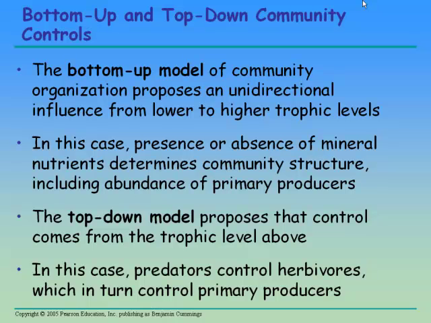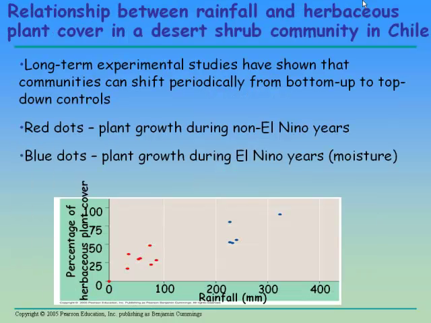Bottom-up and top-down community controls. The bottom-up model of community organization proposes a one-directional influence from lower to higher trophic levels. In this case, presence or absence of mineral nutrients determines community structure, including abundance of primary producers. Okay, the top-down model proposes that control comes from the trophic level above. In this case, predators control herbivores, which in turn control primary producers.